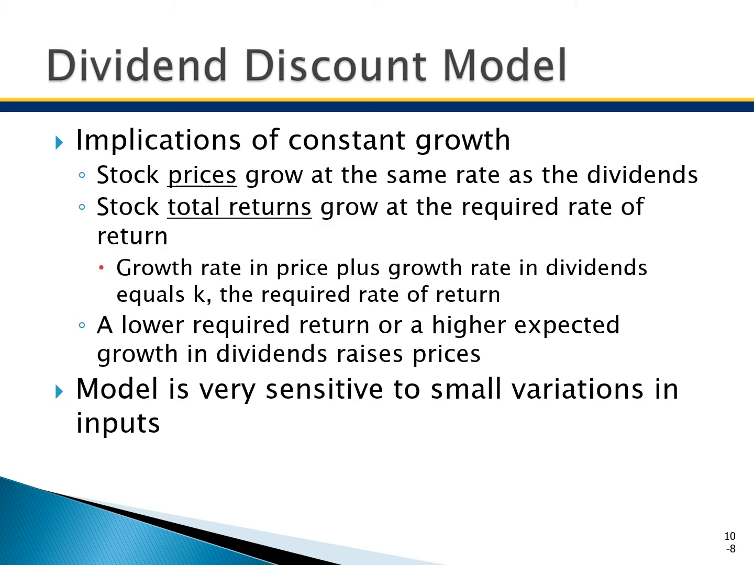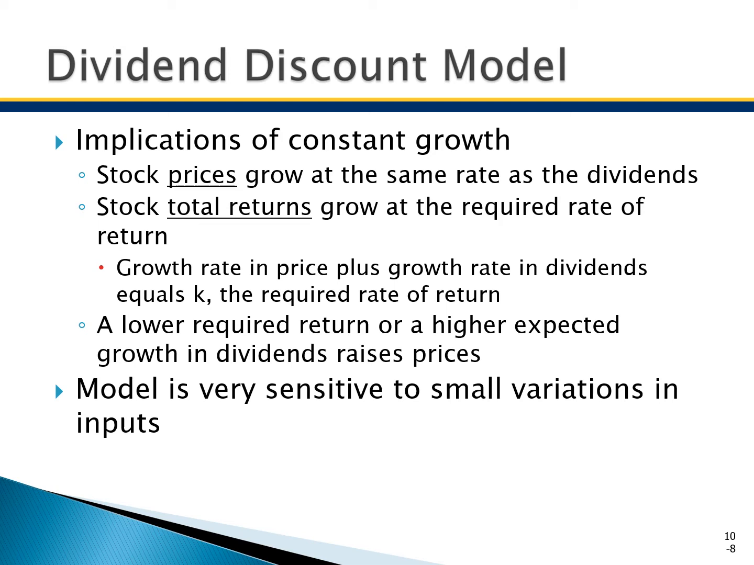But when we are discussing different options for dividend discount model, there are certain implications associated with constant growth model. First one is stock prices grow at the same rate as the dividends. And secondly, stock total return grows at the required rate of return. And growth rate in price plus growth rate in dividend equals k, the required rate of return. So a lower required rate of return or a higher expected growth in dividend raises price.